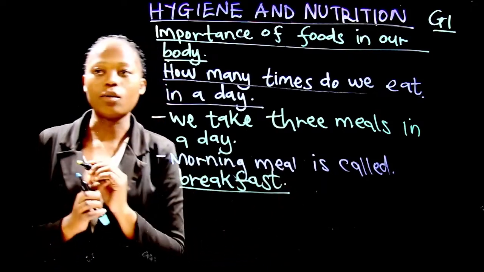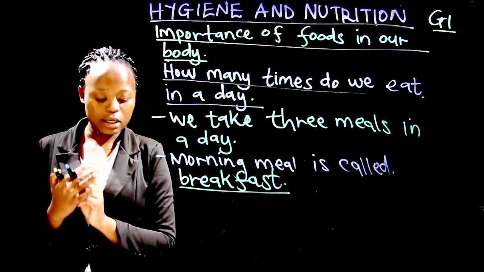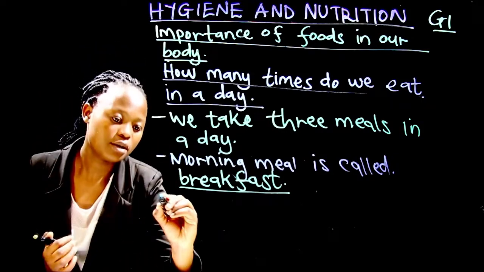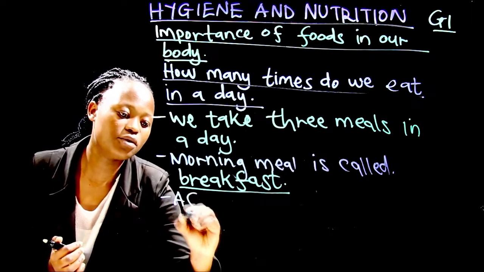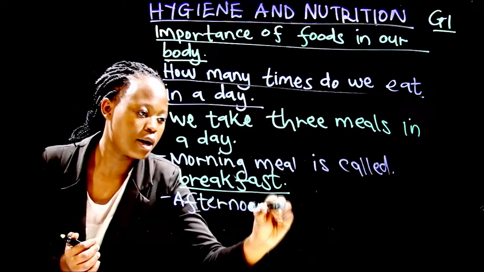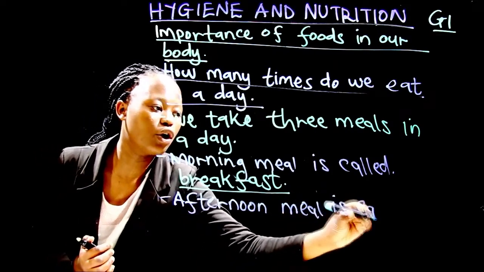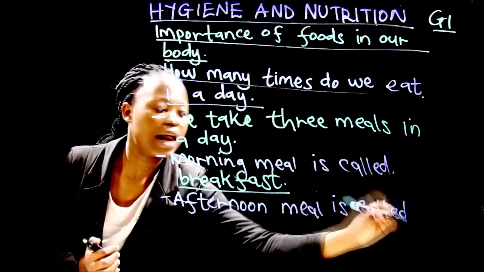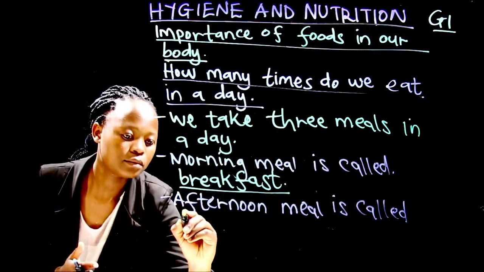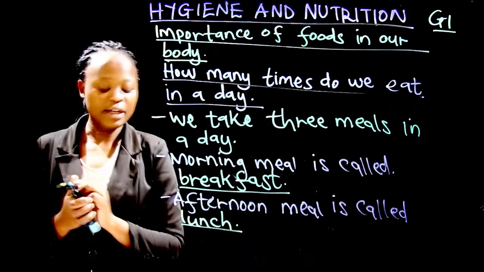Then we underline the word breakfast. Then afternoon meal is called lunch. Afternoon meal is called lunch. Afternoon meal is called lunch.